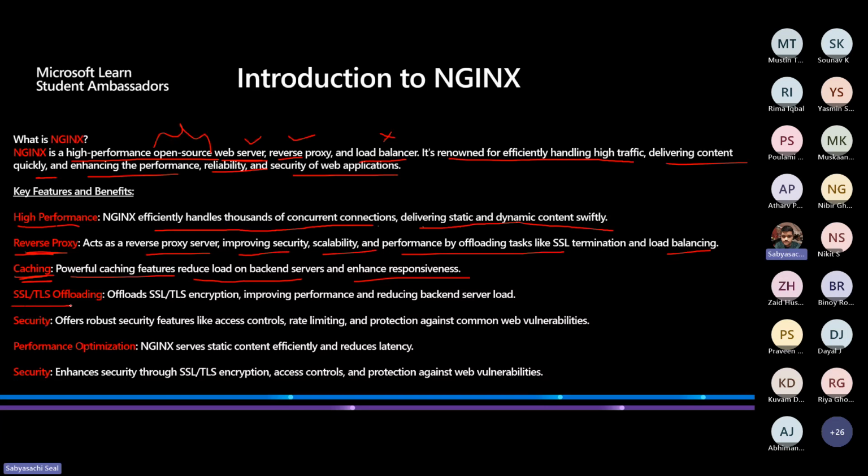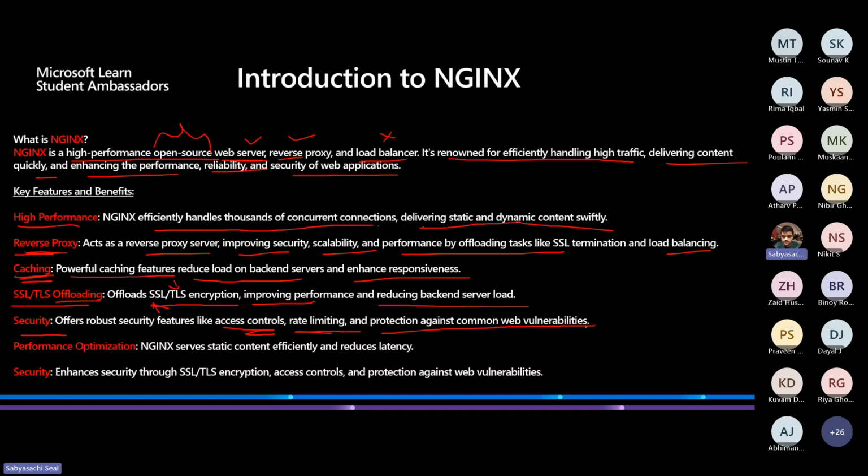Okay. SSL and TLS offloading. So TLS means Transport Layer Security and SSL means Secure Sockets Layer. This basically helps in encryption, so there is no security issue when it comes to your reverse proxy. And since it's offloading, it improves performance and reduces backend server load. For security, it has access control, rate limiting, and protection against common web vulnerabilities.